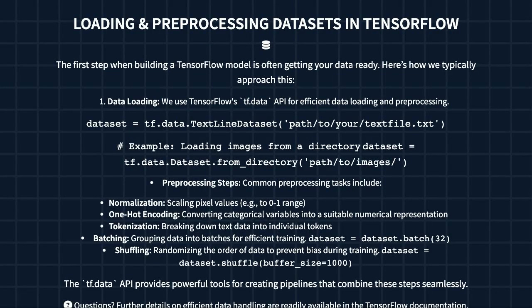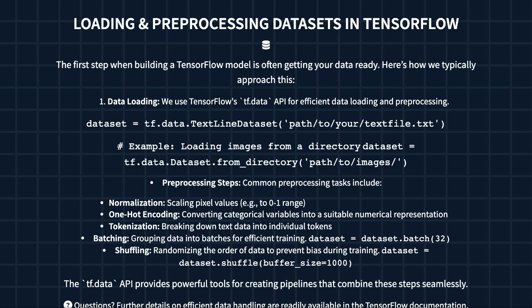Okay, let's talk about getting your data ready for TensorFlow, a crucial first step. We primarily use the TF Data API, which is designed to make this process super efficient. First, you load your data. That could be text files, images from a directory, or anything else. Then, you'll likely need to do some preprocessing. This might involve normalizing pixel values like scaling them between 0 and 1, converting categorical variables into numbers using one-hot encoding, or breaking down text into individual words through tokenization.